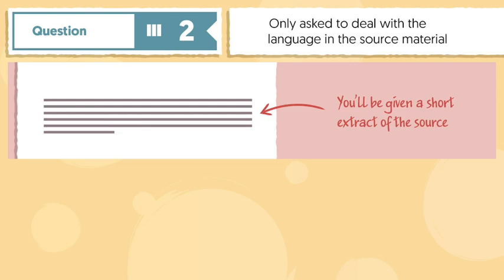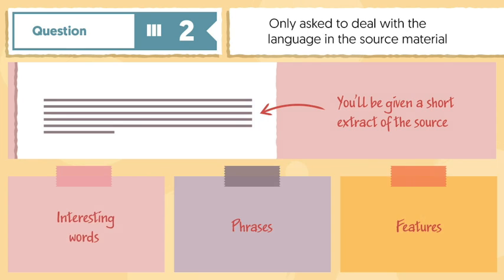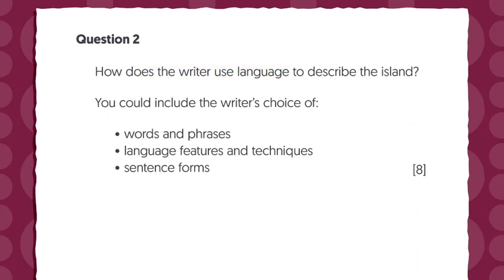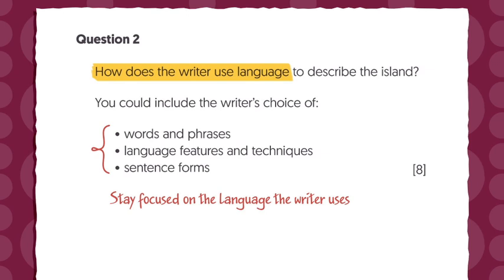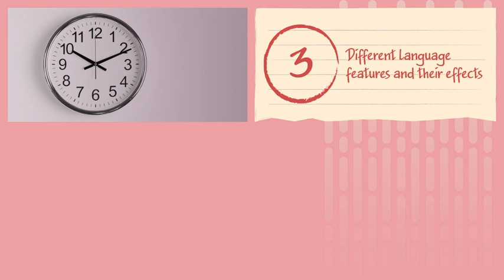You'll be given a short extract of the source to zoom in on. It'll have been chosen to give you plenty of interesting words, phrases, and features to work with. The question will ask you how the writer uses language, and the bullet points below the question are there to remind you to stay focused on the language the writer uses. You don't have to write about all of the things in the bullet points, though. They're just a guide. In the time you have for this question, writing about 3 different language features and their effects would be plenty. In fact, 3 is a good number to remember for this question.